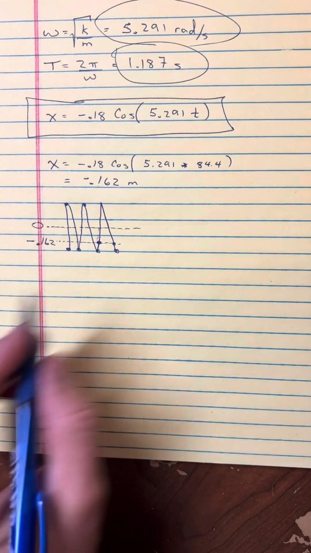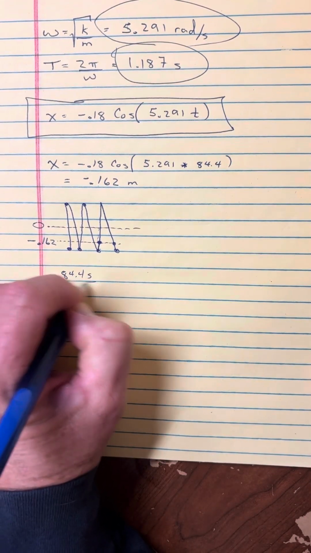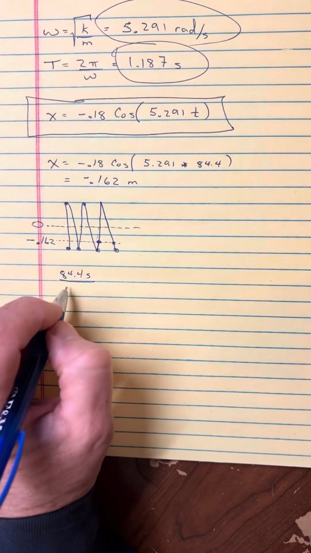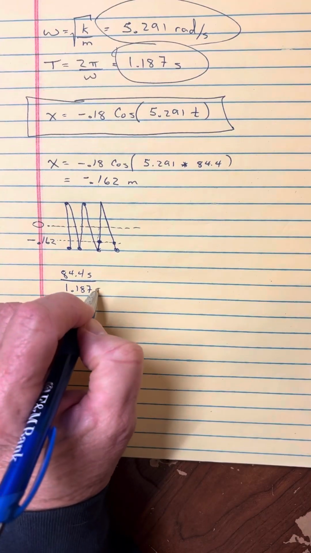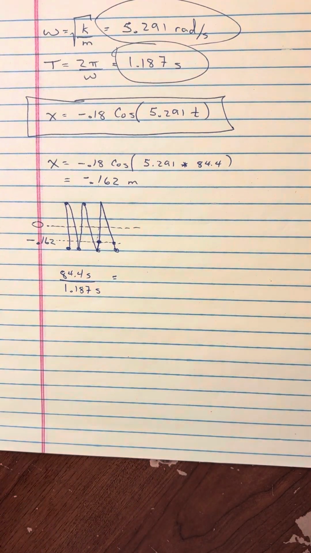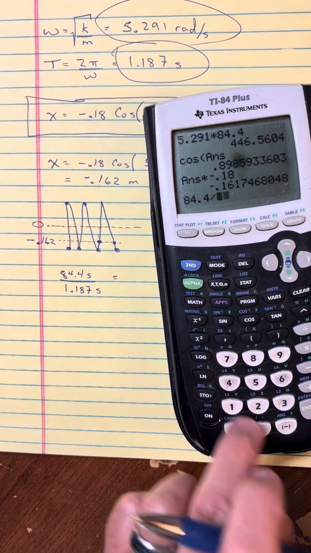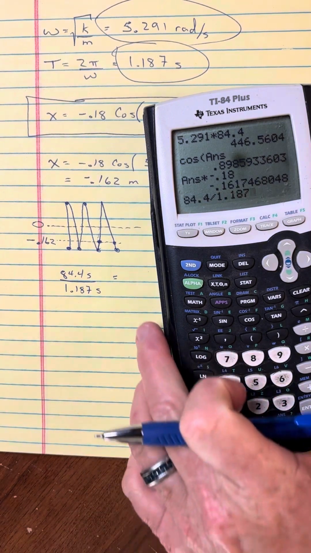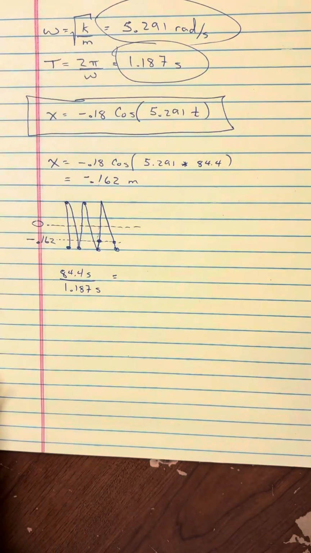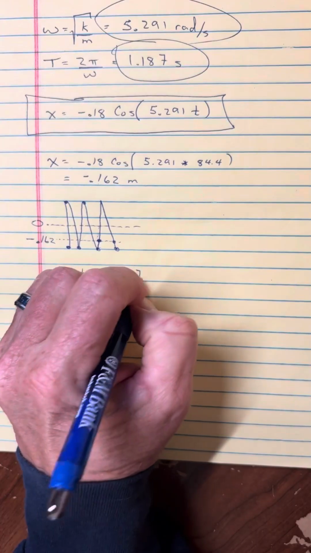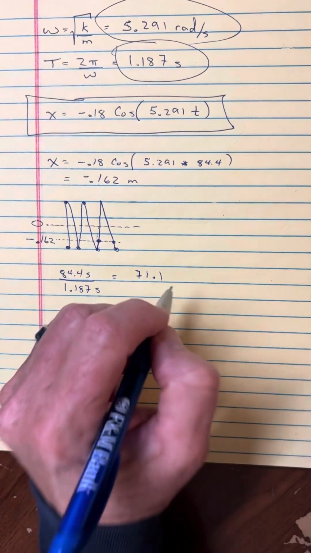In fact, I'm getting a little diverted because they probably don't even ask this part of the question. But to see if I understand a little better, it might be nice to take the 84.4 seconds for the total time, and realizing that it takes 1.187 seconds for each oscillation, this should tell me how many times it oscillates. And it looks like I have 71 and just a little bit more.